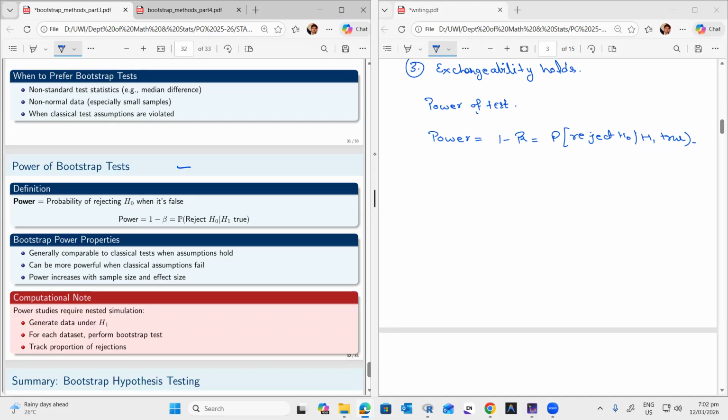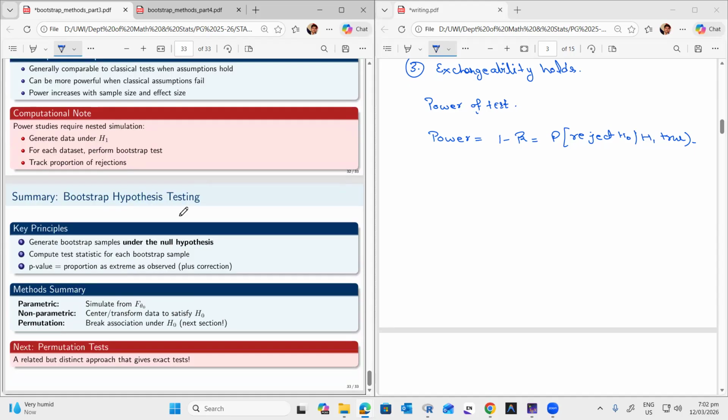So for hypothesis testing, permutation tests are often preferred because they give exact type 1 error control conditional on the data and are straightforward to implement. This is the thing that you should always remember. So that is the power of the bootstrap test. Now we will discuss the permutation test.